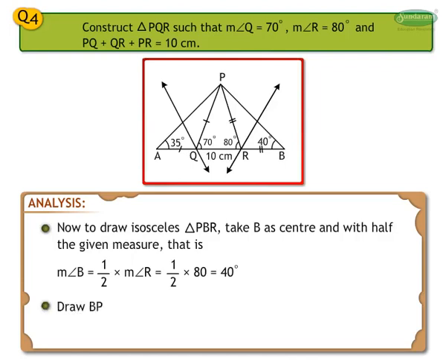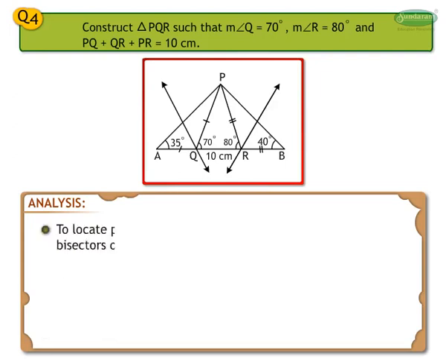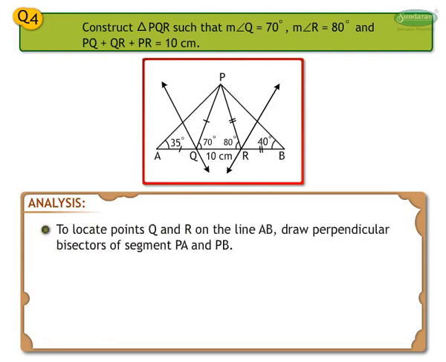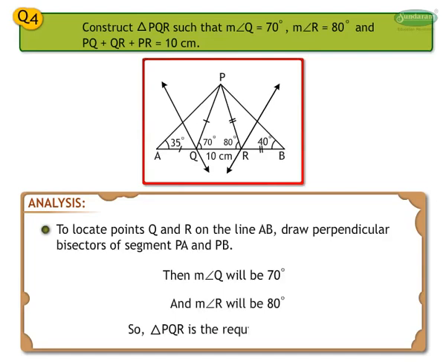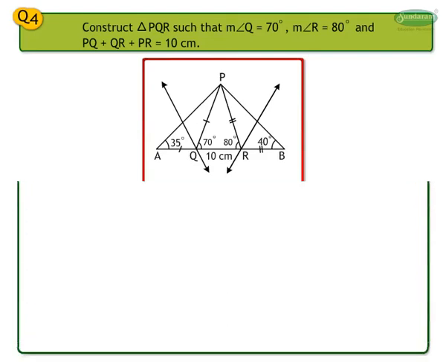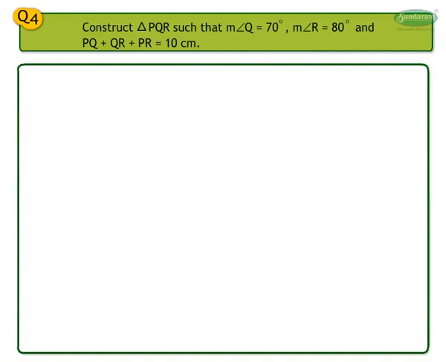Draw BP. Now we can draw triangle PQR. To locate points Q and R on the line AB, draw perpendicular bisectors of segment PA and PB. Then measure angle Q will be 70 degrees and measure angle R will be 80 degrees. So, triangle PQR is the required triangle. Let us see the steps of construction.